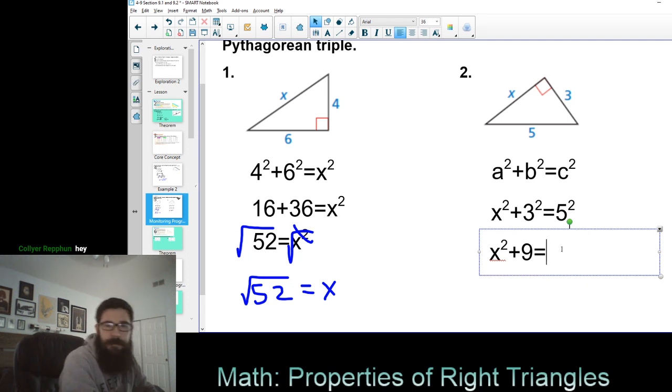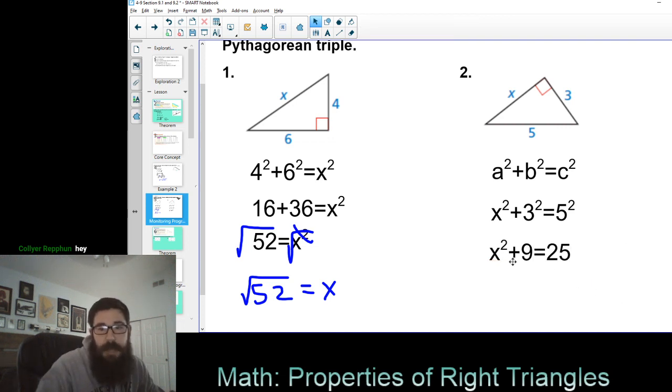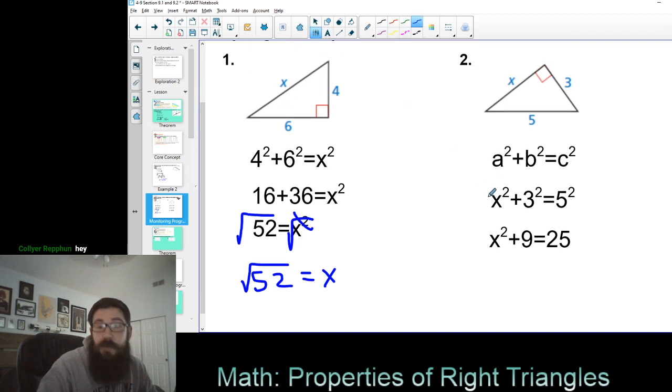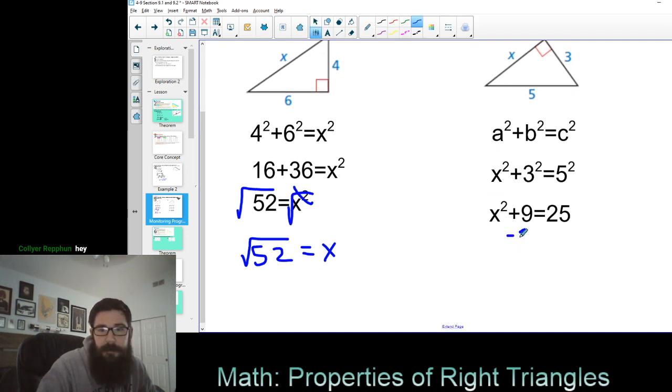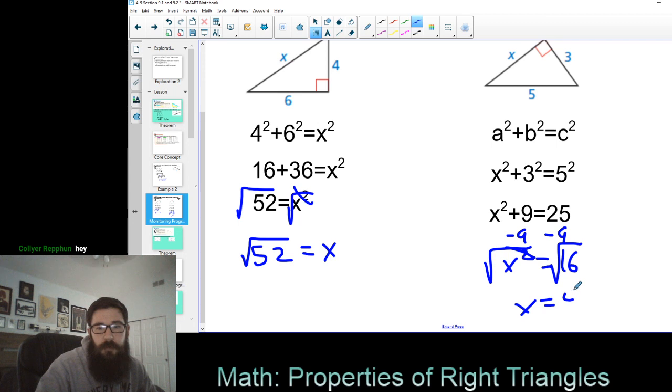Let's just do this a little differently. If I solve for x squared, rather, I'm trying to ultimately solve for x. Subtract the 9 from both sides. We're going to get x squared is 16. Take a square root to isolate the x. You're going to get x equals 4.